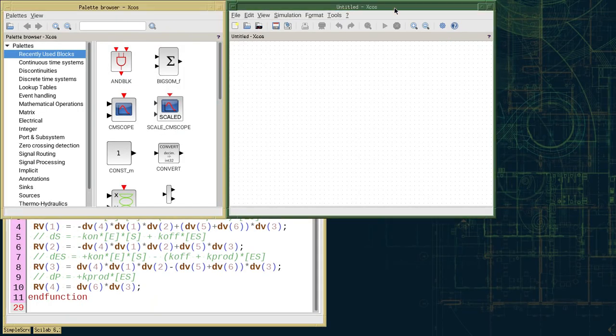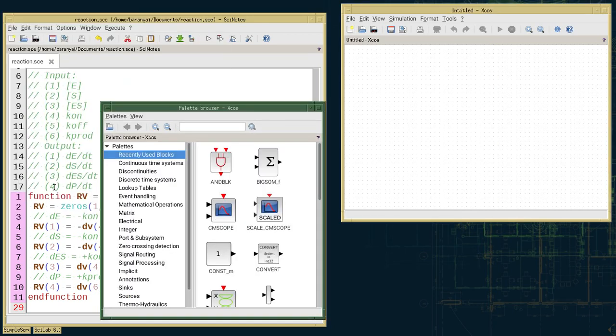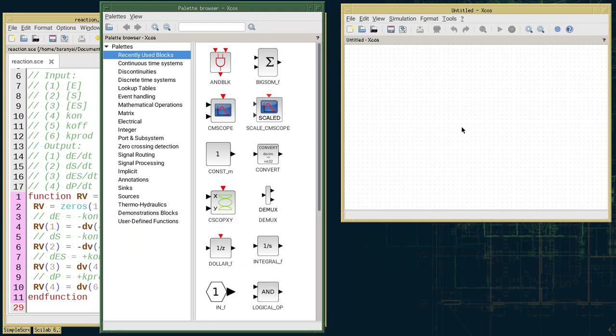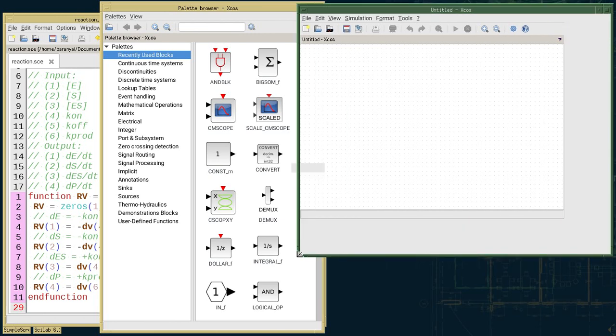We have one workplace here and one palette browser. I need the inputs here and the function code to be able to check that what I am doing is correct. I have the correct connections. So what can I do? Maybe later I will increase the size of this area. I need some inputs. Some will be the concentrations I will use, but I have 3 constant values. The kinetic values for the on, off, and production kinetics.